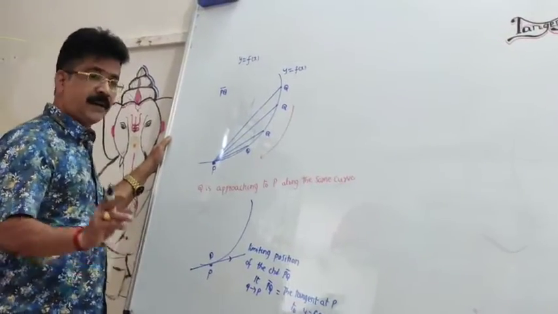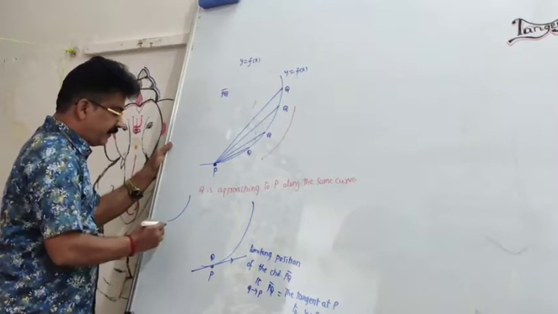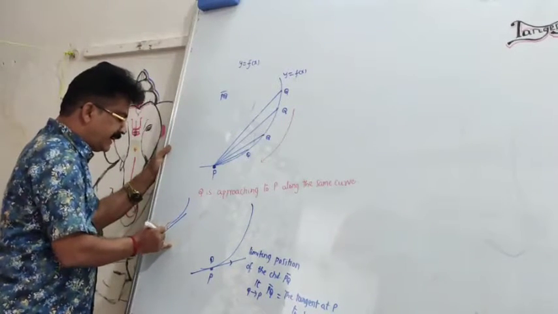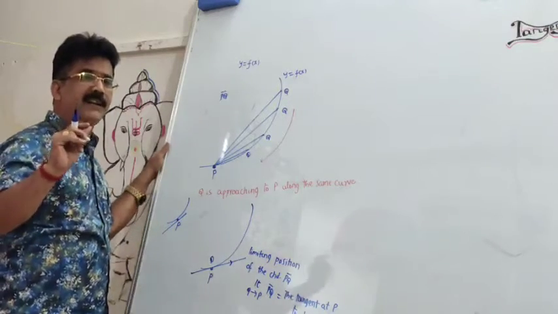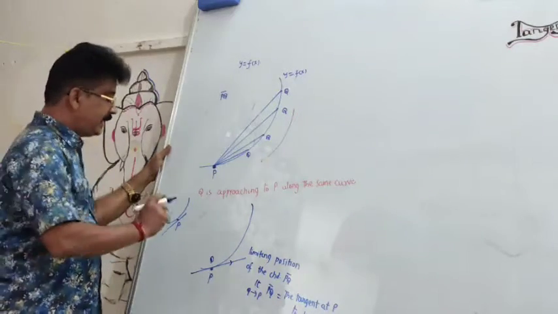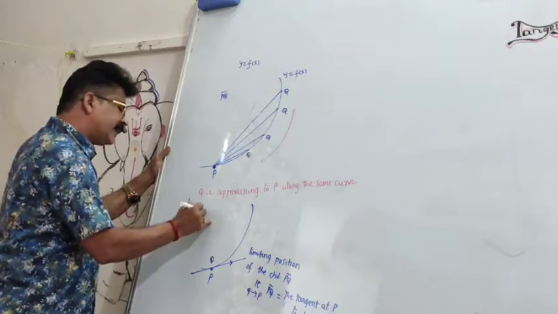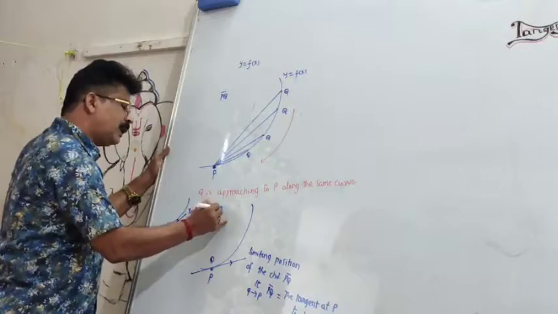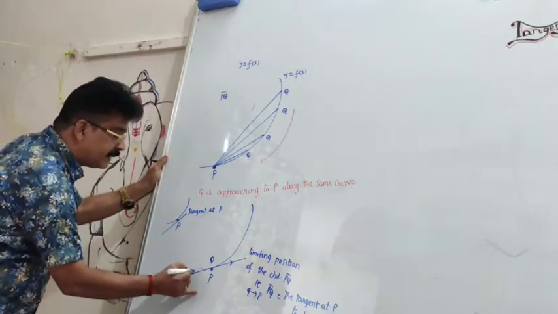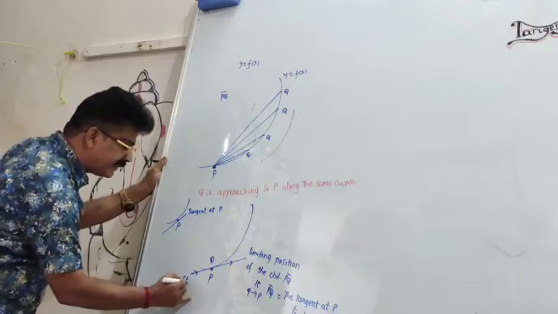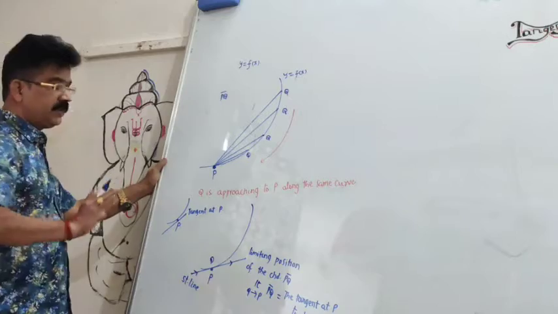We can observe that for the curve y is equal to f of x and for the line there will be only one point in common. Then it will become the tangent at capital P. Of course, tangent means it is a straight line. Tangent is called the straight line.